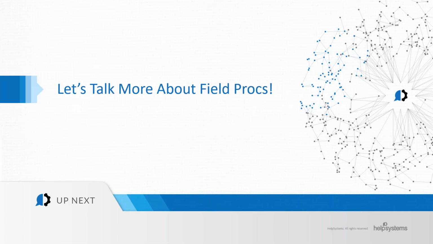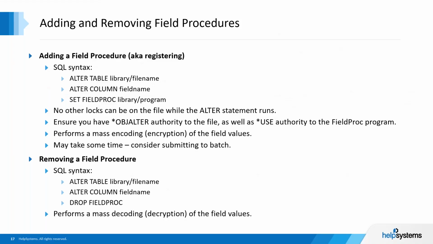So with that initial introduction to a field procedure, let's talk a little bit more about how to add and remove them, and about some of the nuances of field procedures. When we want to add or remove them, there's actually a couple of ways to do that. We can use SQL syntax with an ALTER TABLE. We can also then alter the column and set the field procedure. So what we're actually doing here is targeting a particular file, indicating which field should have the field proc associated with it, and then defining the name of the field procedure, which is simply a high-level language program.